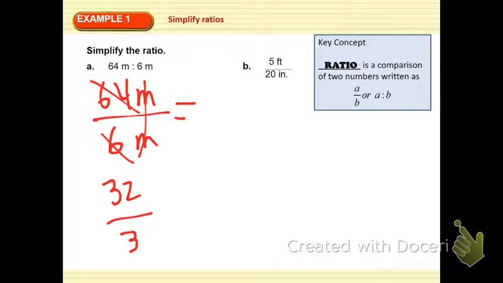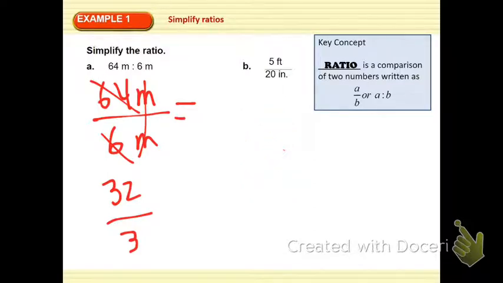What would B simplify to? 1/4. No. Is it just 1/4? Or 1 foot over 4 inches? Yeah, 1 foot over 4 inches because the units don't cancel. So it's 1 foot to 4 inches. Oh, no, that's not right.